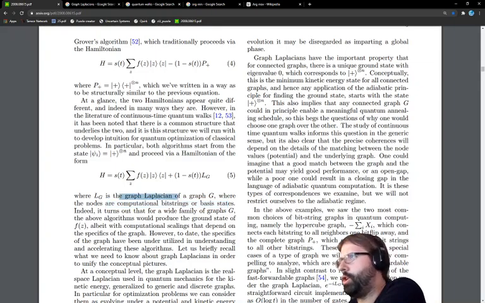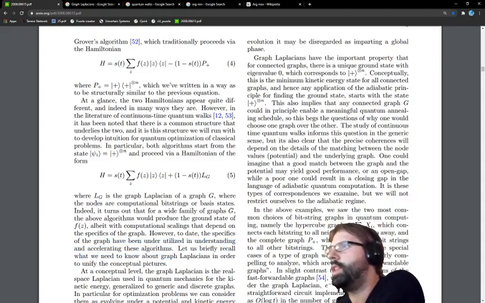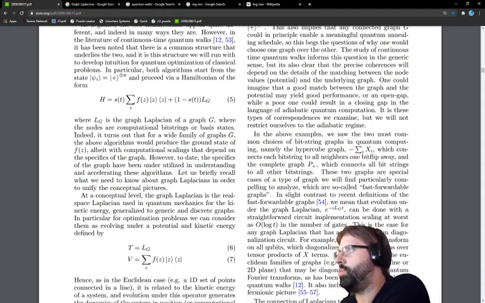A graph Laplacian, where the nodes are the computational bit strings or basis states. Indeed, it turns out that for a wide family of graphs G, the above algorithms would produce the ground state of fz, albeit with computational scalings that depend on the specifics of the graph. However, to date, the specifics of the graph have been underutilized in understanding and accelerating these algorithms. That starts to sound interesting. Let us briefly recall what we need to know about graph Laplacians in order to unify the conceptual features.